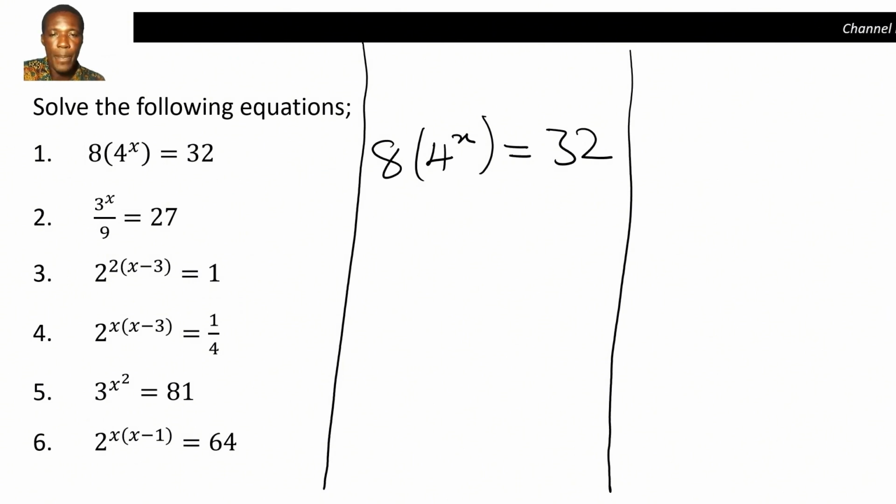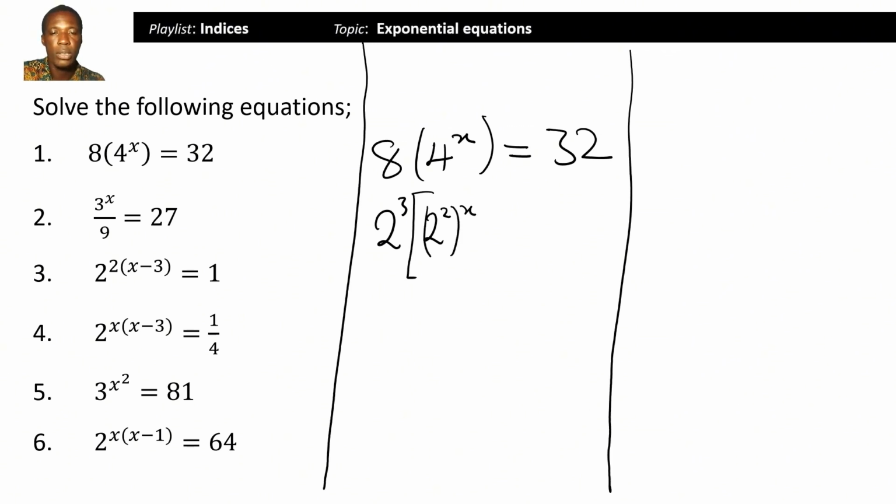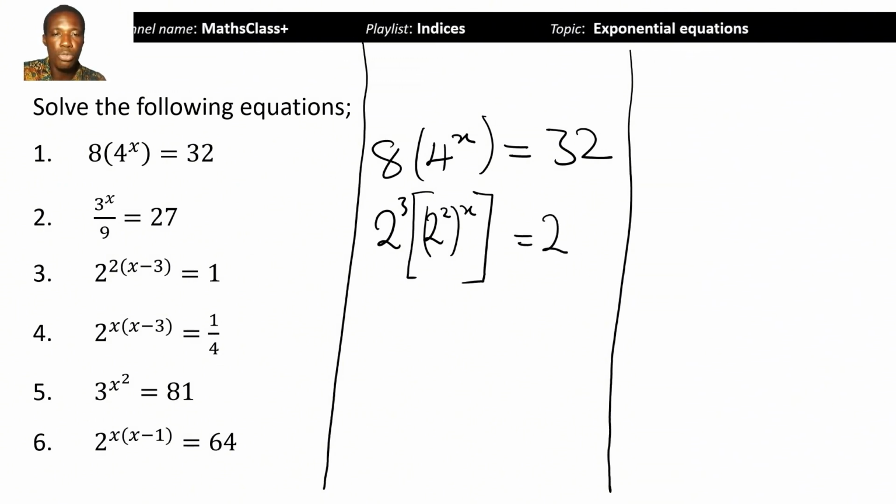2 to the power 3 is 8. So here 2 to the power 3. And then 4 will be 2 to the power 2. So we have 2 to the power 2. Let me make this a bigger bracket. And then this one is still to the power x. And here 32 is going to be 2 to the power 5.